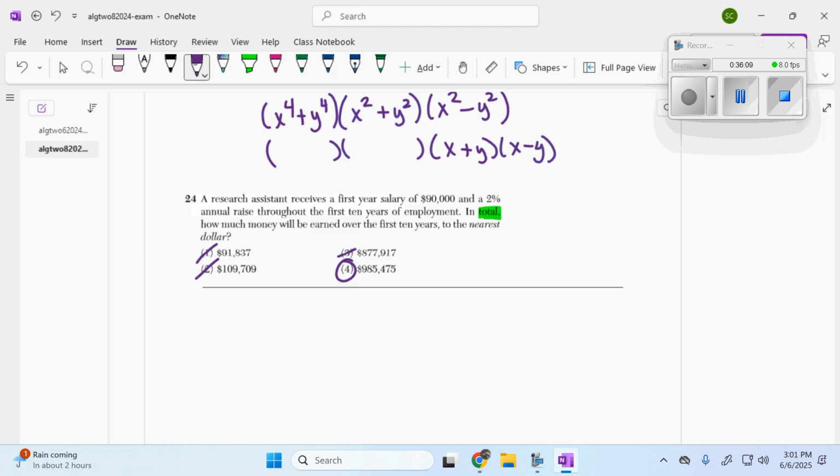Because $90,000 times 10 is $900,000. So we know that this answer has to be more than that because it has to take into consideration the increase in pay every year by 2%. To show the math, like where it actually came from, we're using the geometric series formula, which is on your reference table. So it's a sub 1 minus a sub 1 times r to the number of years in this case, and then divided by 1 minus r. Well, we know the first value is 90,000.